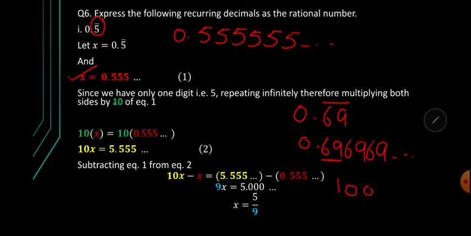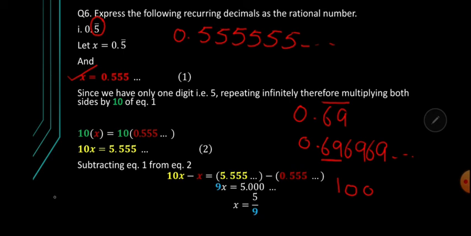Now multiplying equation 1 by 10, we have 10x is equal to 10 into 0.555 up to so on. So 10x is equal to 5.555 and so on. So this is equation 2. Now we subtract equation 1 from equation 2. We have 10x minus x is equal to 5.555 minus 0.555 up to so on. So 10x minus x is 9x, and 5.555 minus 0.555 up to so on is 5.000.